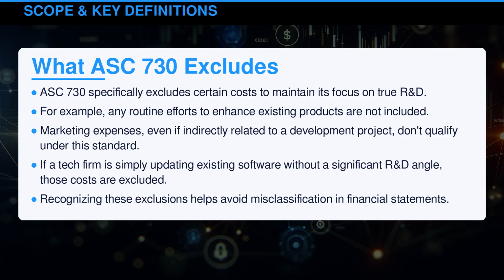ASC 730 specifically excludes certain costs to maintain its focus on true R&D. For example, any routine efforts to enhance existing products are not included. Marketing expenses, even if indirectly related to a development project, don't qualify under this standard. If a tech firm is simply updating existing software without a significant R&D angle, those costs are excluded. Recognizing these exclusions helps avoid misclassification in financial statements.